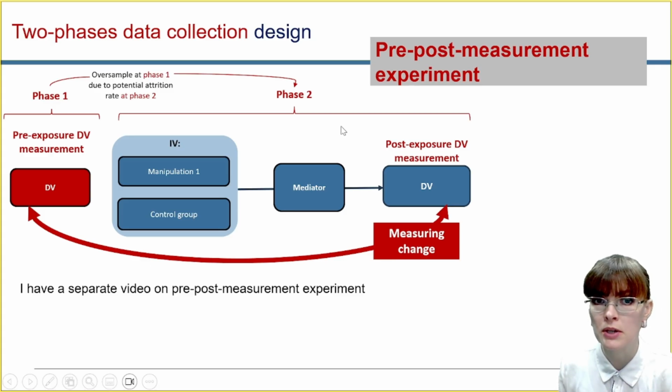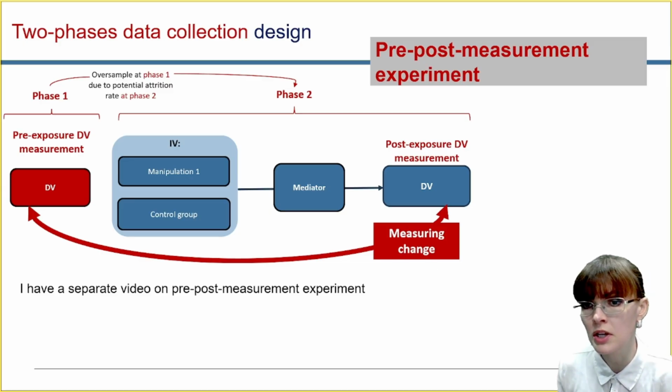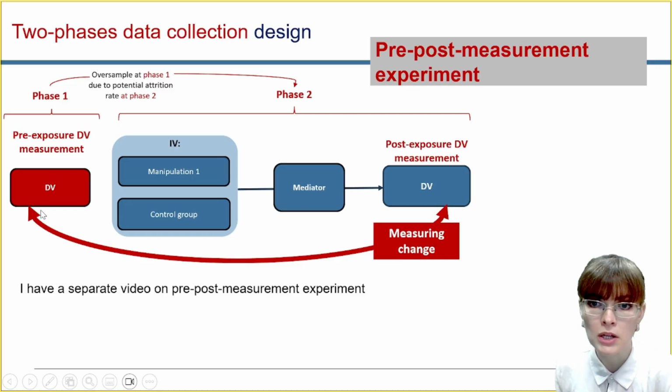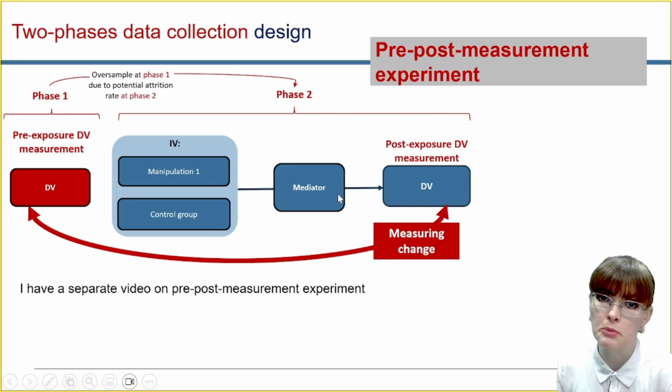But pre and post measurement experiment is basically about the extent of change in our dependent variable. And we are choosing to collect data over two phases because we want to see whether the scores on the dependent variable actually change after the intervention and which intervention results in greater changes. This is why we need to collect data over two phases for our dependent variable, pre-exposure measurement and post-exposure measurement.